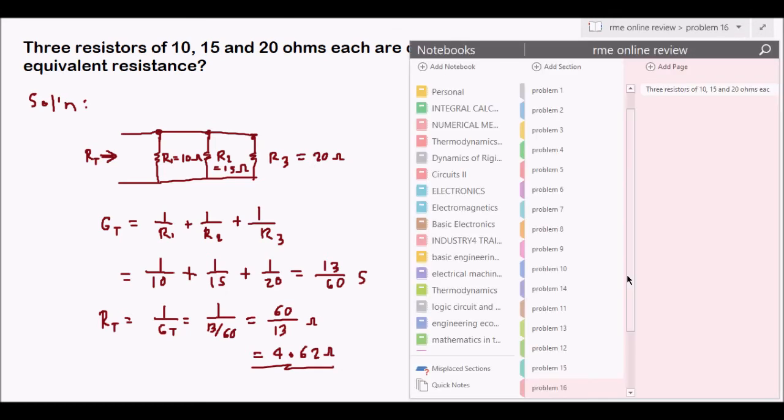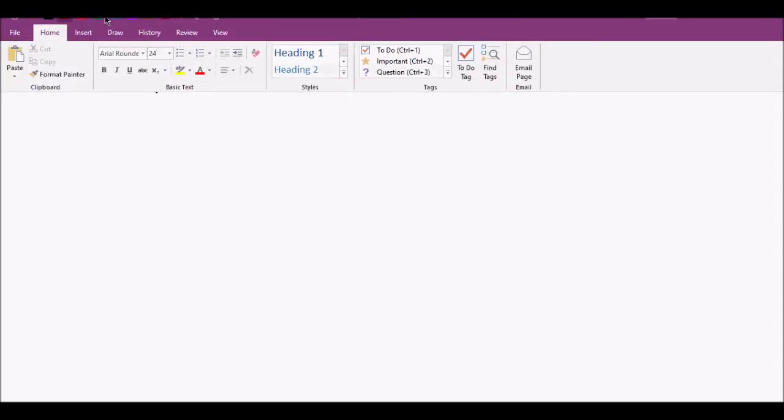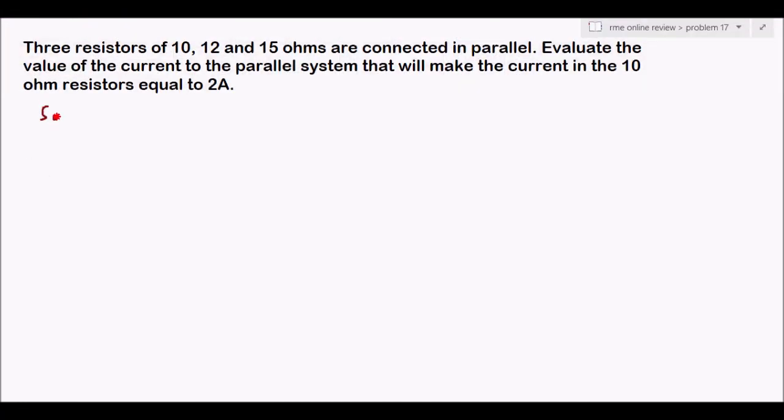Okay, so let's proceed to problem number 17. Three resistors, 10, 12, and 15, are connected in parallel. Evaluate the value of the current to the parallel system that will make the current in the 10 ohm resistor equal to 2 amperes. Okay, so let's try to solve this one. Solution. We'll first draw the equivalent diagram.